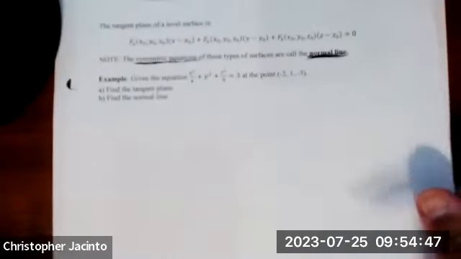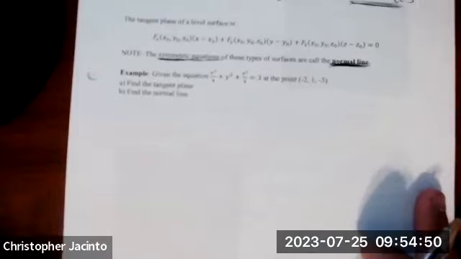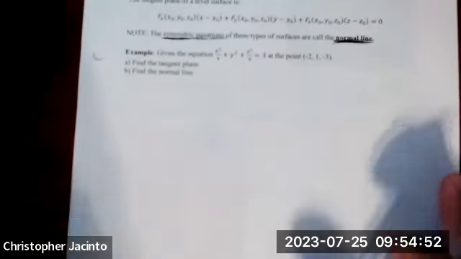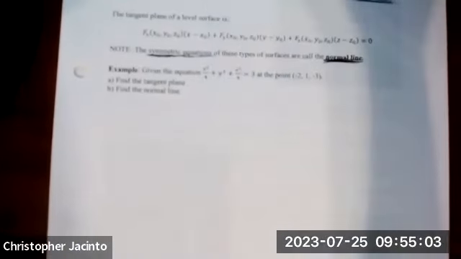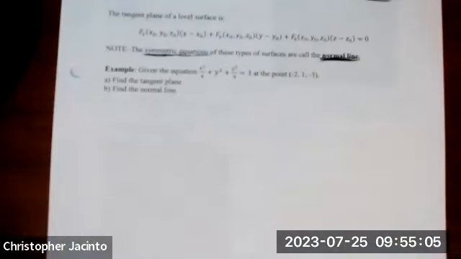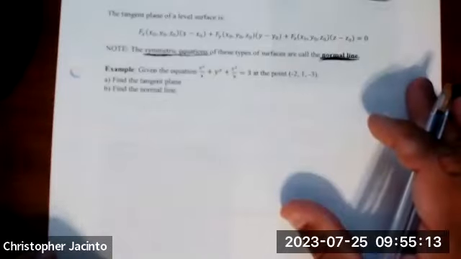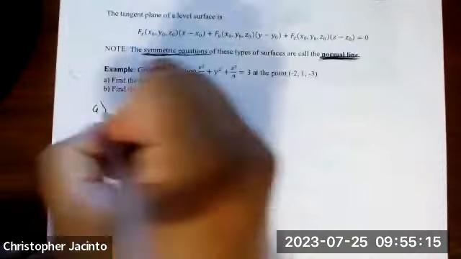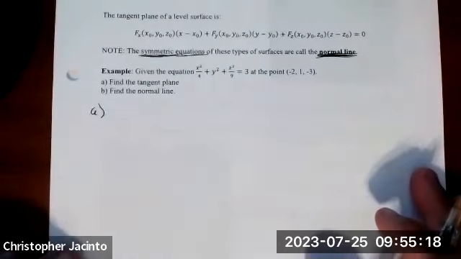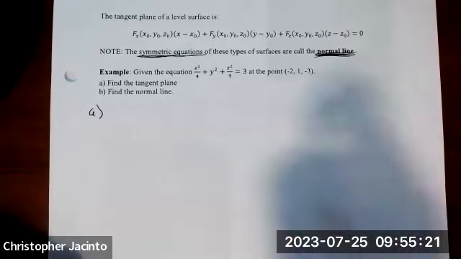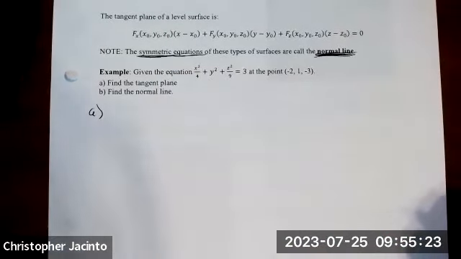So now that we have a definition, let's try it out. Given the equation x squared over 4 plus y squared plus z squared over 9 equals 3 at the point (-2, 1, -3), first we're going to find the tangent plane. Then we're going to find the normal line, so basically just the symmetric equations.